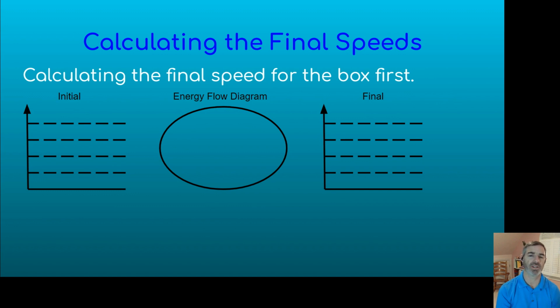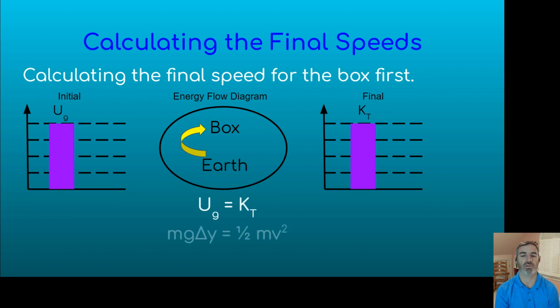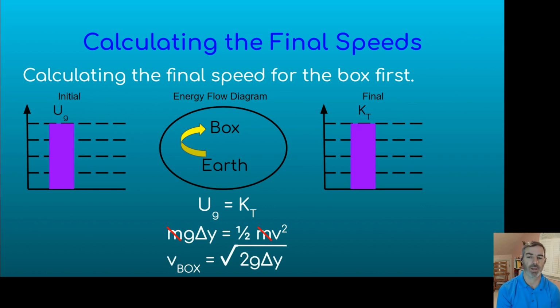So we define our system. For the box, we've done this situation many times. We have UG, the Earth gives energy to the box, which is kinetic energy. We substitute the equations in and solve for the velocity of the box, and we've derived this equation many times. The velocity of the box is the square root of 2g delta y.